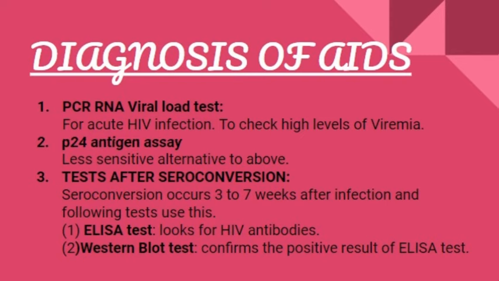The last test is the test for seroconversion, that is, it is done to find antibodies, and we know antibodies are formed later after infection, 3 to 7 weeks after infection. So the following tests are used for this. First test is ELISA test. It looks for HIV antibodies, and when the test becomes positive, we confirm it with a Western blot test.